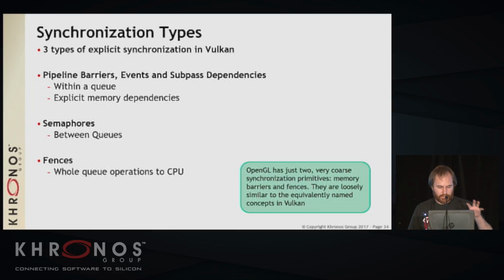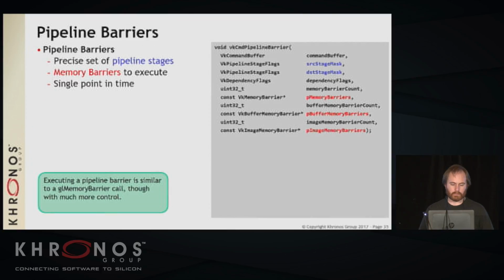The first sort of type is the fine-grained synchronization. There's a bunch of stuff you can do within a queue with quite fine granularity with very tight control over what actually happens when you do it. And then there's two other levels, semaphores and fences, which are a lot more coarse. But I'll start with the fine-grained because it's easy to describe the coarse stuff in terms of the fine-grained stuff.